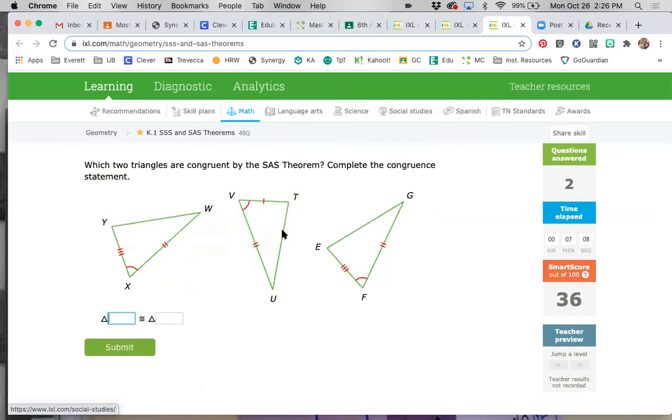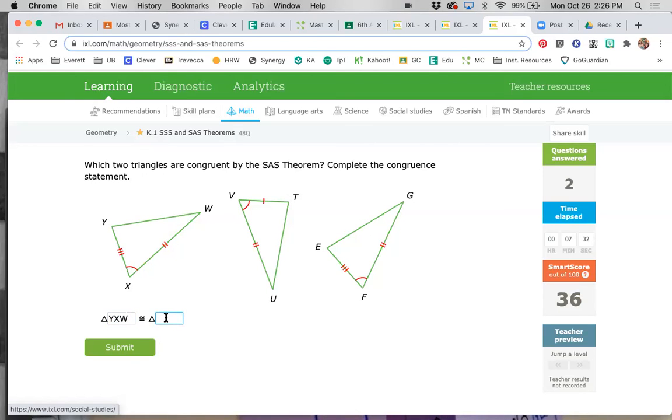Okay, so over here, we've got 2 mark side, angle, 3 mark side, 2 mark side, angle, 3 mark side. So this one could be YXW. It could be YXW, it could be WYX, XWY, any number of things. There's like 8 different combinations that you could do.